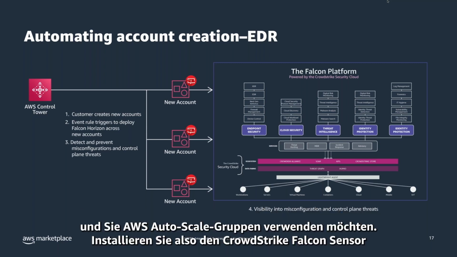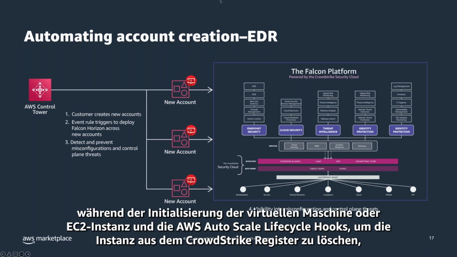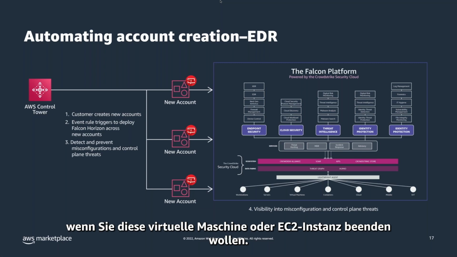And then you want to utilize AWS auto scaling groups to install the CrowdStrike Falcon sensor during the virtual machine or EC2 initialization, and the AWS auto scaling lifecycle hooks to deregister the instance with CrowdStrike when you want to terminate that virtual machine or that EC2 instance.